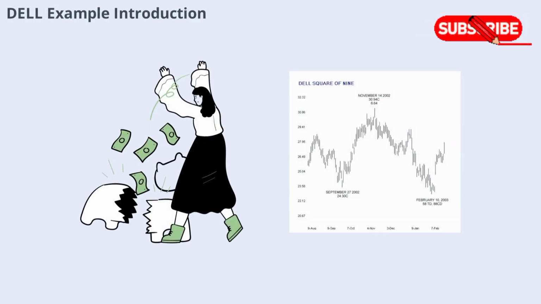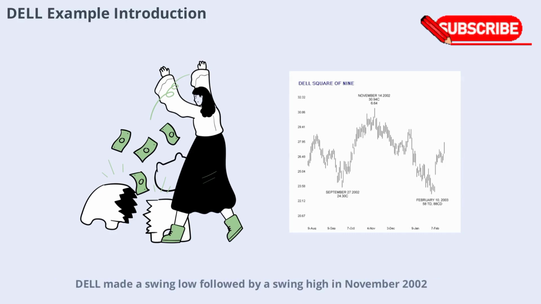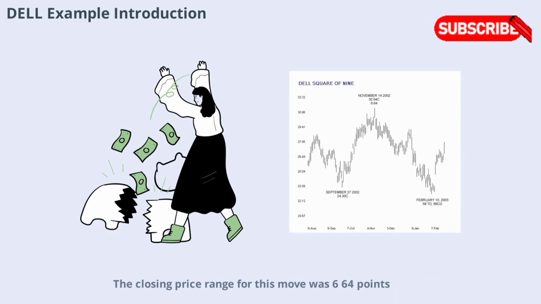Let's shift to another example, this time with Dell stock. In September 2002, Dell made a swing low, followed by a swing high in November 2002. The closing price range for this move was 6.64 points. This example will show how the square of 9 can be applied to stocks trading at different price levels and how the method adapts to various market instruments.